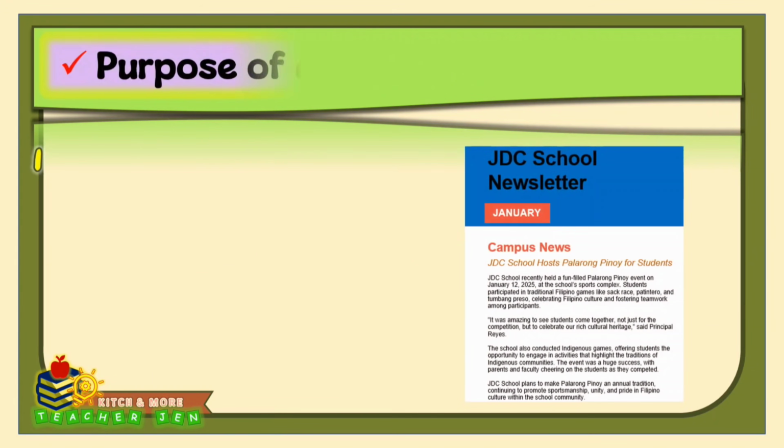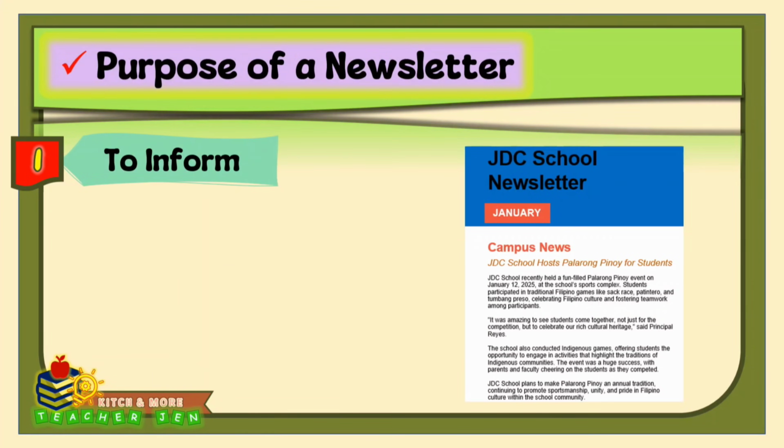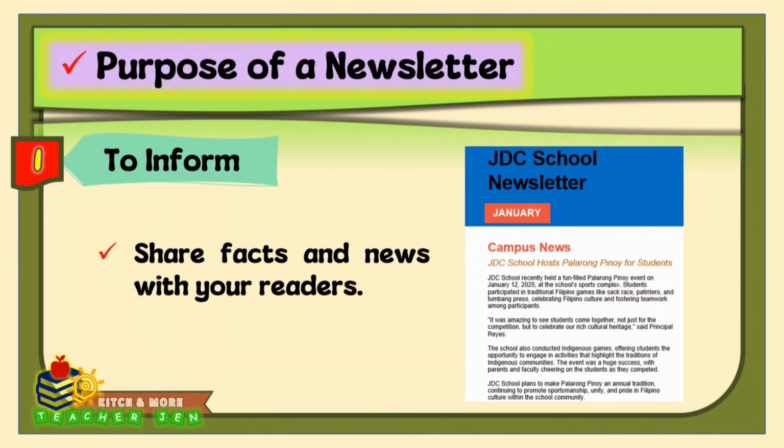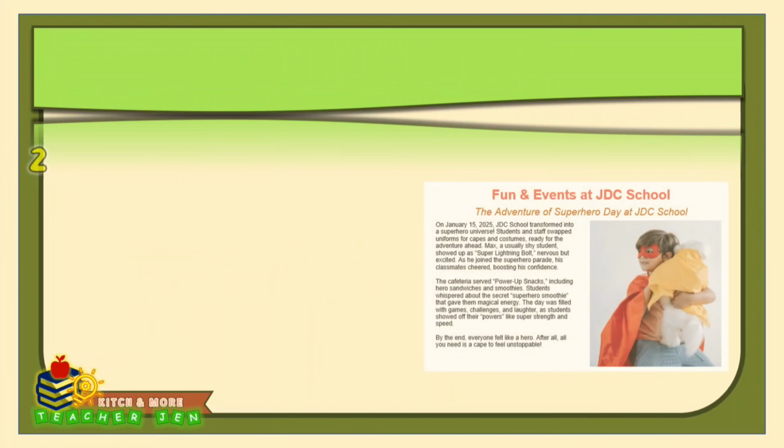The main job of a newsletter is to inform, that is, to share facts and news with readers. It helps keep everyone updated about important events, announcements, or news. For example, a school newsletter might tell parents about upcoming events or student achievements. Newsletters make sure people stay informed and connected. Let's move on to the next purpose of a newsletter.